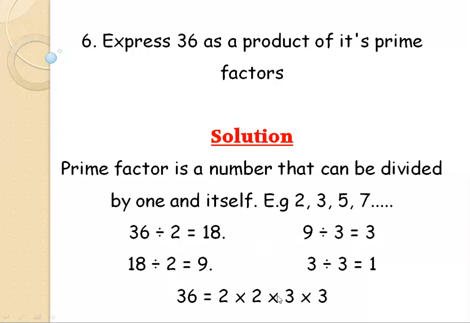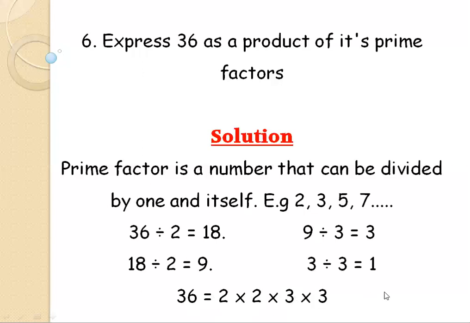2 times 2 times 3 times 3. So these are the prime factors of 36. I have been able to express 36 as a product of its prime factors. So let's confirm. 2 times 2 is 4. 4 times 3 is 12. 12 times 3 is 36. So these are the prime factors of 36, and I have expressed them as a product.